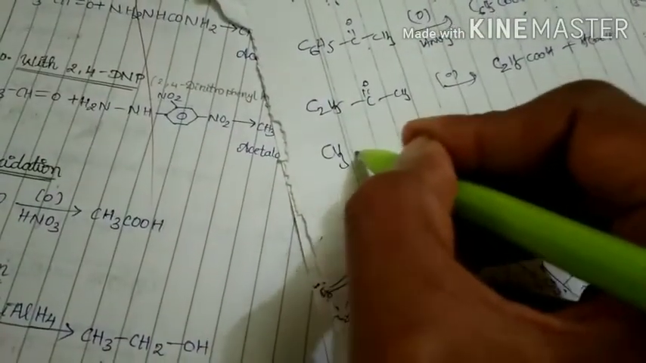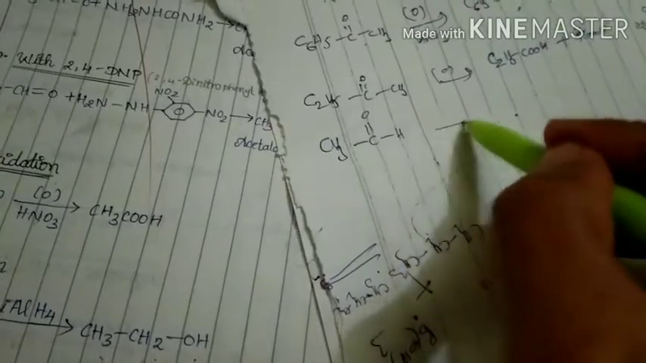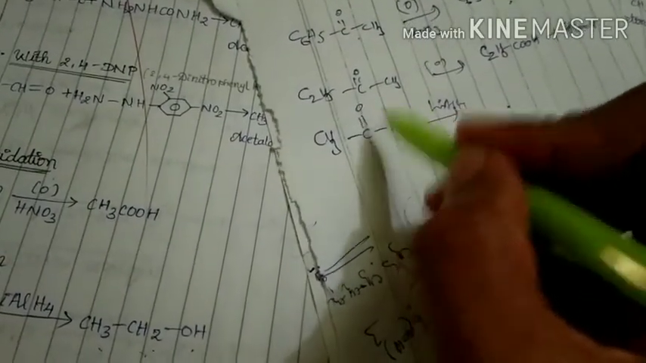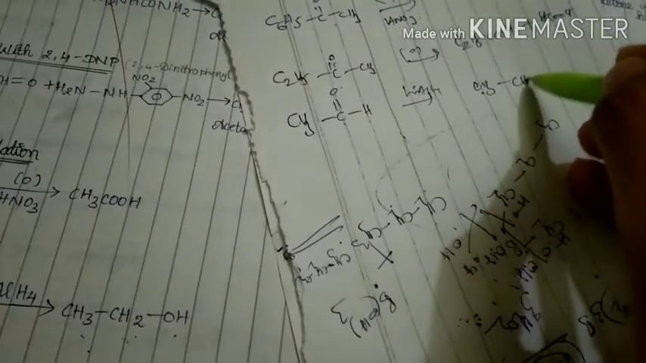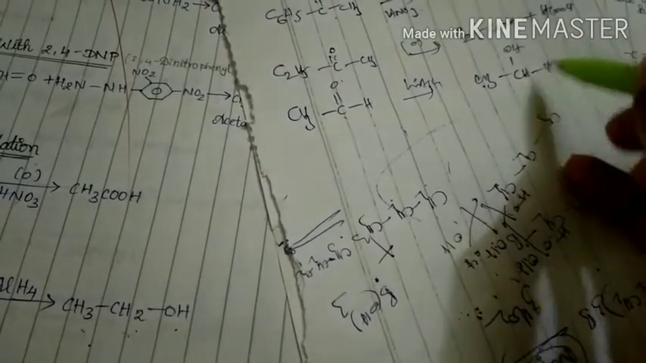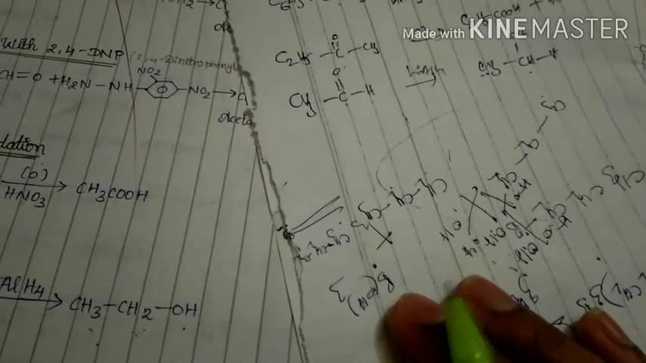I will show that reaction here. CH3CHO, it can be written as CH3 C double bond O H. When it undergoes reduction in the presence of LiAlH4, what happens? One hydrogen is going to attack here, one hydrogen is going to attack here, then we get CH3CH2OH. That's it.